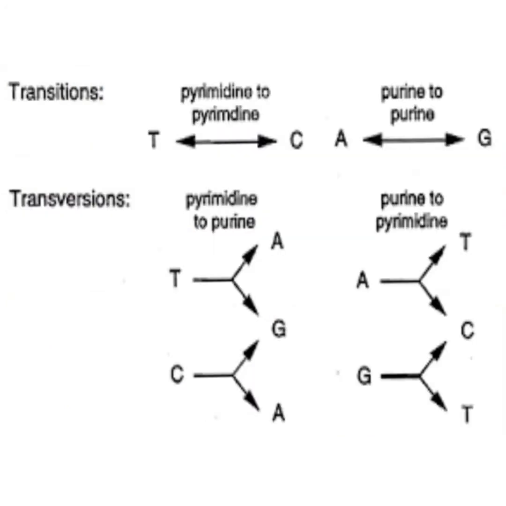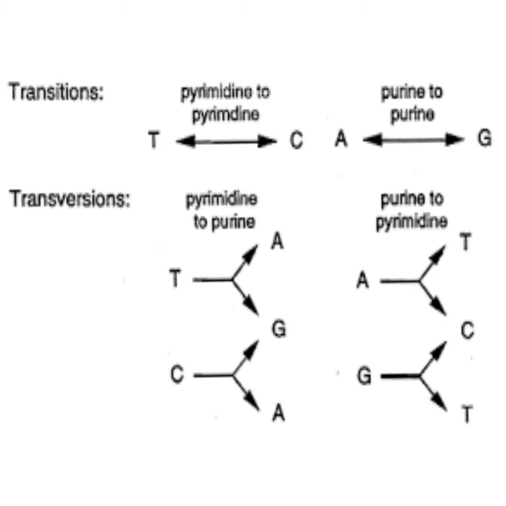Here you can see the transition and the transversion depicted, where T is replaced by C, where a pyrimidine is changed to another pyrimidine nitrogenous base, or a purine is changed to another purine base, for example A to G or G to A.